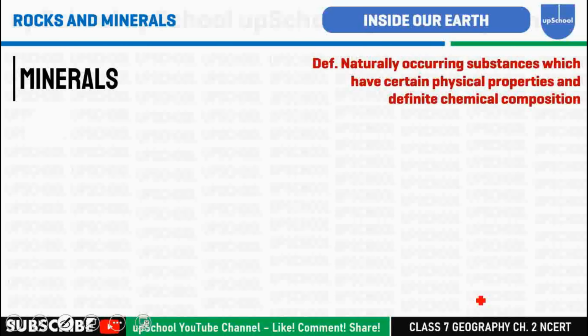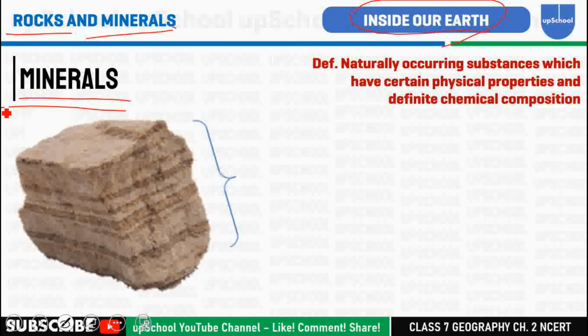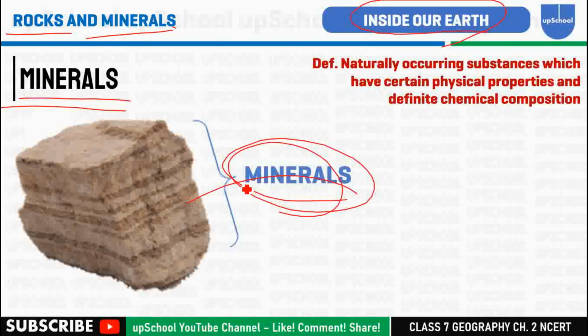Minerals. Minerals is another topic, because we're learning about rocks and minerals in this next concept of chapter 2. So now let's learn about minerals. Minerals are basically what any rock is made up of. Every single rock is made up of minerals. The definition of minerals is naturally occurring substances which have certain physical properties and a definite chemical composition.